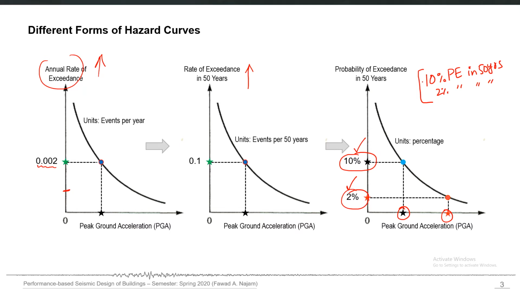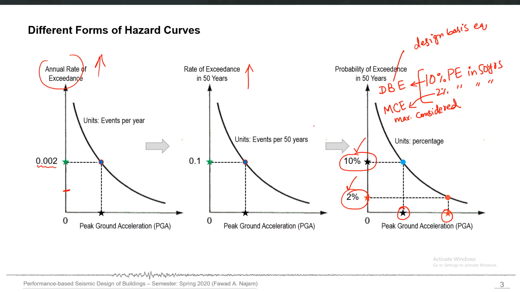For example, this 10% probability of exceedance in 50 years is called the design basis earthquake, DBE. And this one, 2% probability of exceedance, is called the maximum considered earthquake, MCE. Obviously the PGA value corresponding to this MCE definition will be higher.